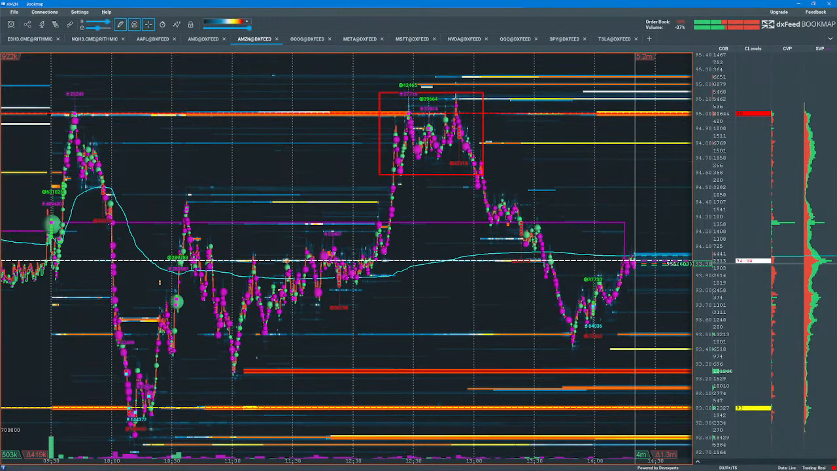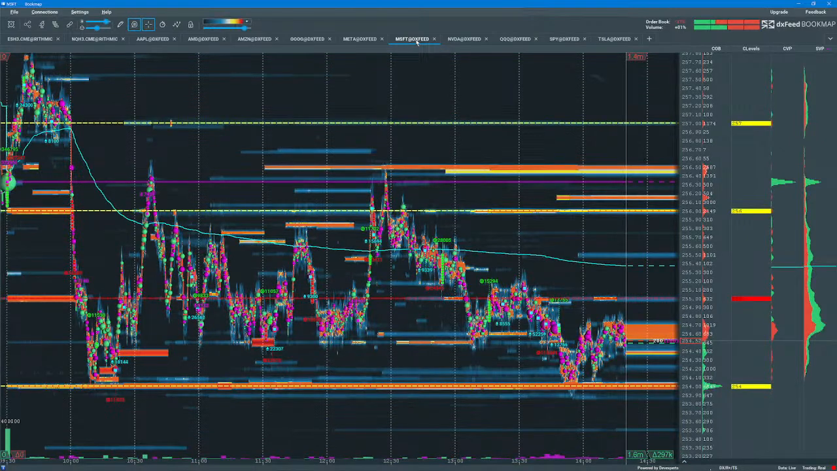Let's take a look at Meta. I need to move through these a little bit more quickly. Not much to see here. Let's move on. NVIDIA.